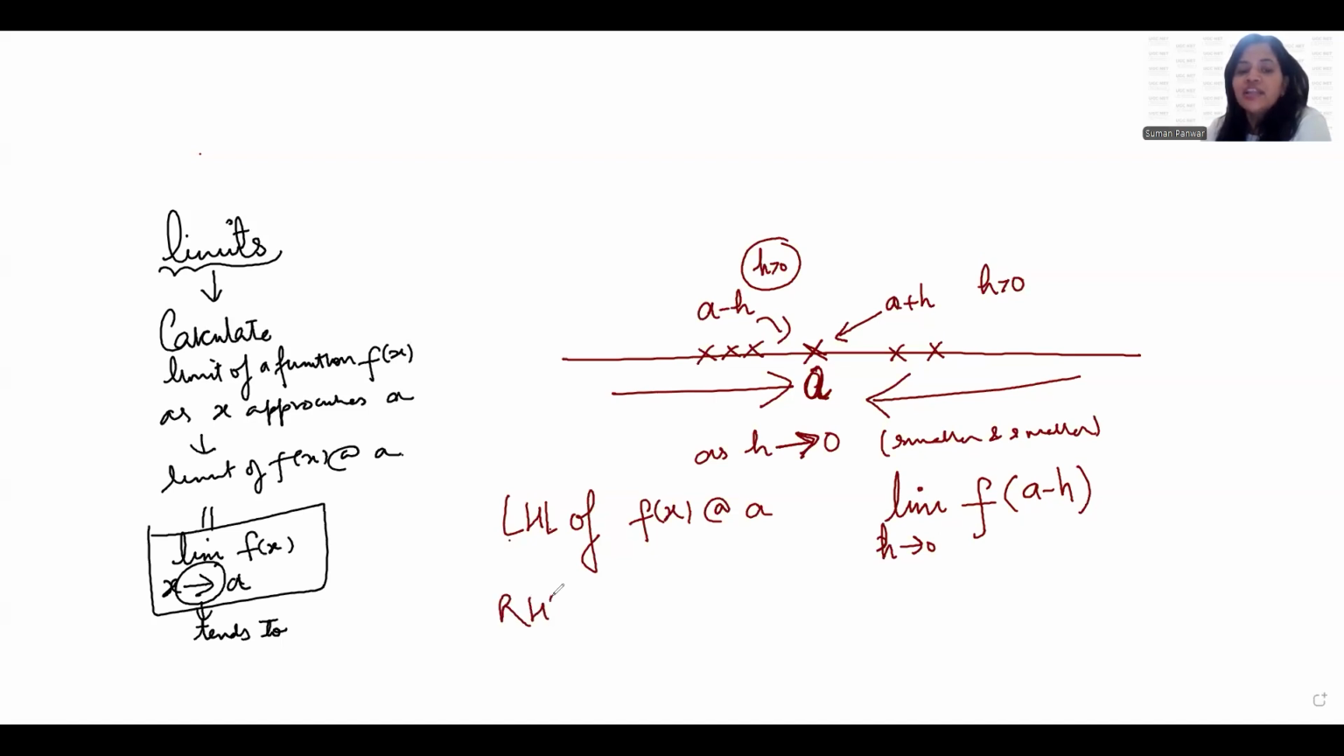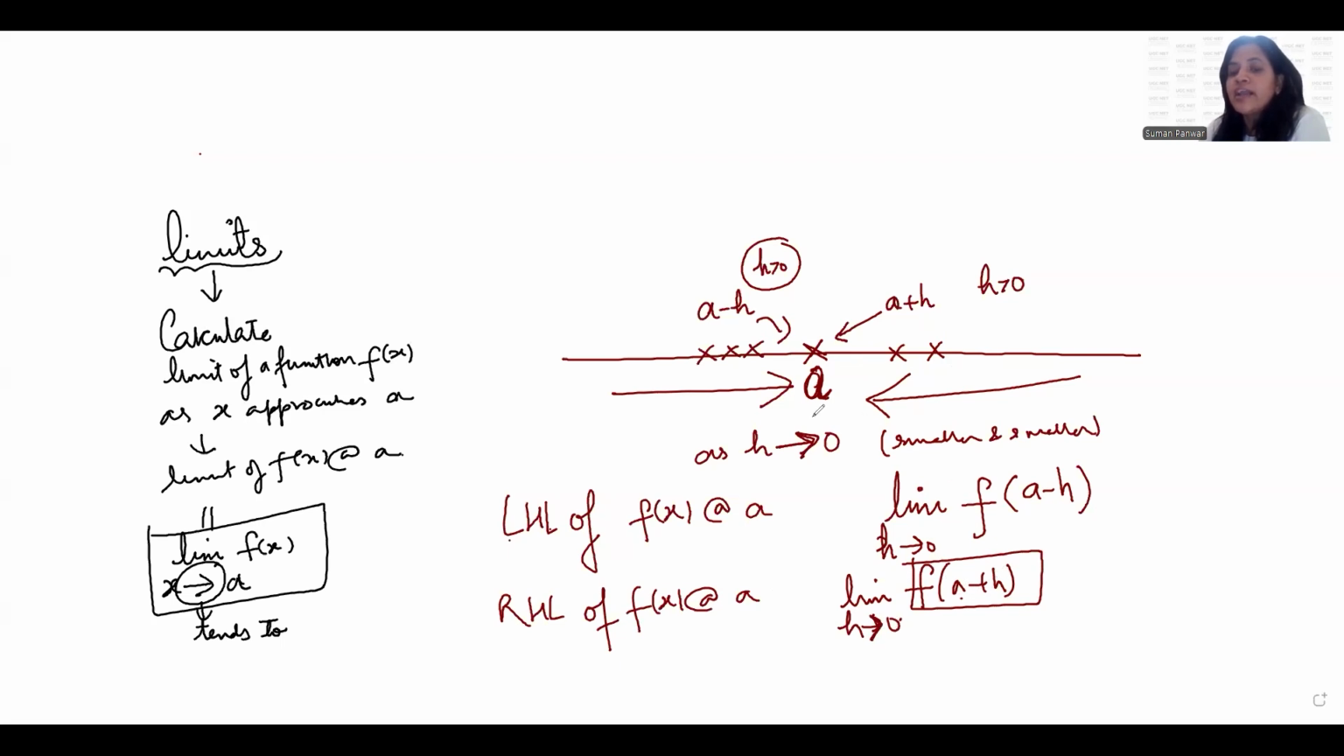Similarly, the RHL, that is the right hand limit of f(x) at a, is equal to limit h tending to 0 of f of a plus h. That means I take the functional value at a plus h. Where is a plus h? A plus h is on the right hand side of a, and then I make h very small so that I come close to a. So this is the right hand limit of f(x) at a.